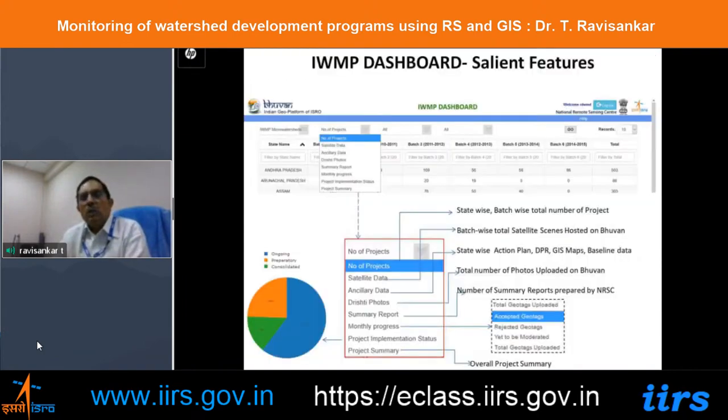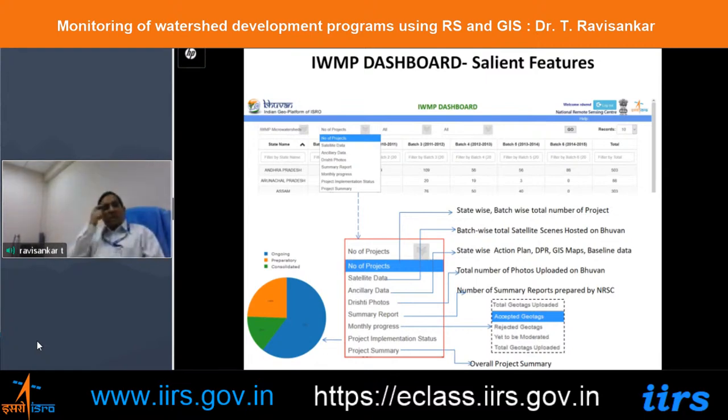As I told you, the IWMP has created a dashboard for the administrators to have a quick look at the different watershed projects, their status, batch-wise, district-wise, what satellite data are available, what the status of the geotags is, and what progress is happening. If they want to print the summary reports, they can download them from this particular area.